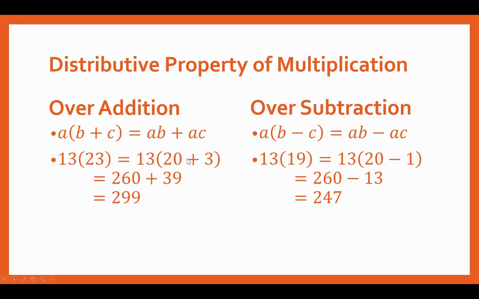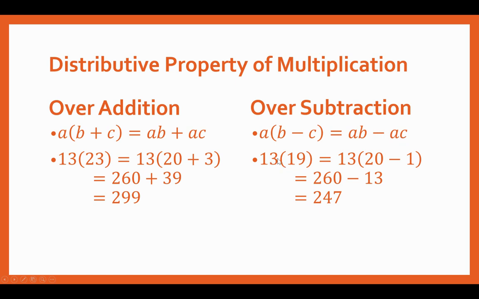I'm sorry, 13 times 20 plus 13 times 3. So 13 times 20 is 260 plus 3 times 13, which is 39, gives us 299. Distributive property also works for subtraction. So I can distribute this multiplying a to both the b and the c. So I'll have a times b minus a times c.